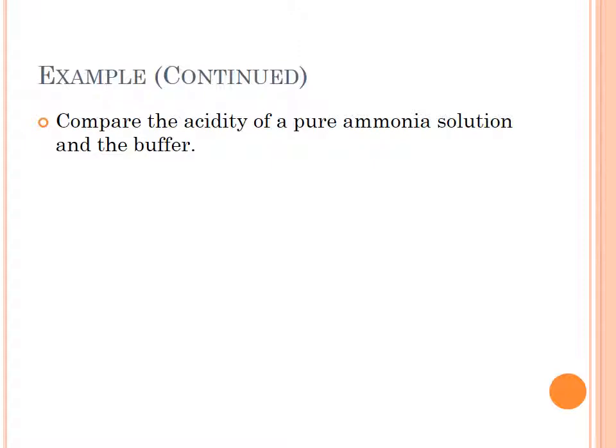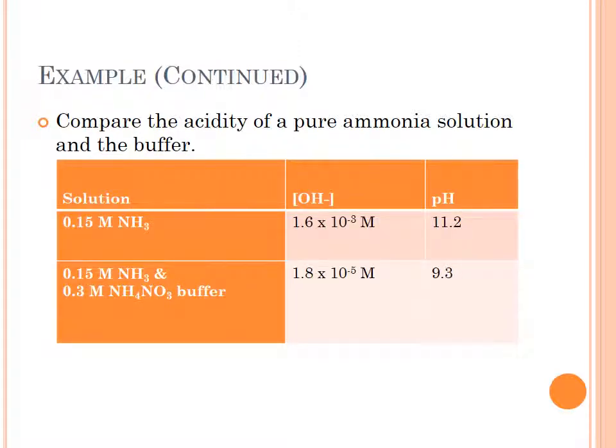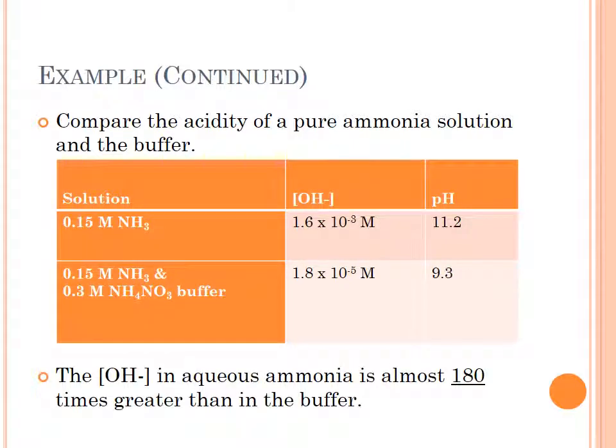Compare the acidity of the pure ammonia solution to that of the buffer. We've got 0.15 molar ammonia from our previous presentation of weak acid and base equilibria: 1.6 times 10 to the negative third molar for hydroxide, and 11.2 for the pH. For this we had 1.8 times 10 to the negative fifth molar for the hydroxide and 9.3 for the pH. And that's about 180 times greater in the ammonia versus the buffer.